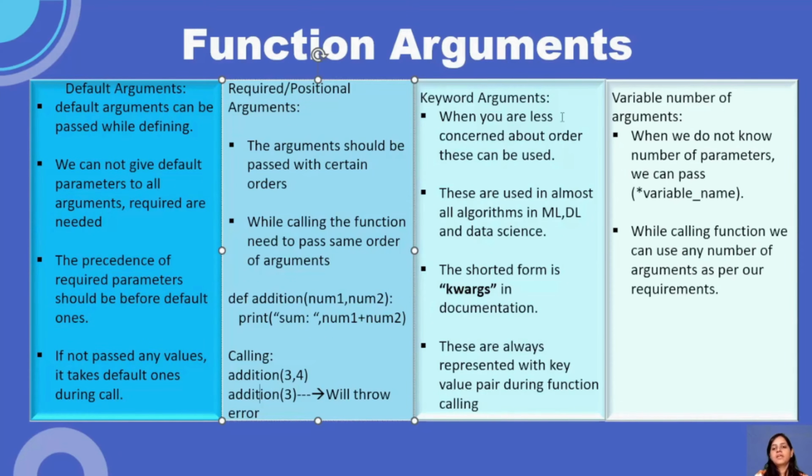Then in that case, you can use keyword arguments. So that is the only key difference, guys. In keyword arguments, it is orderless. In required arguments, it should always follow order. And these are used in almost all algorithms, guys.